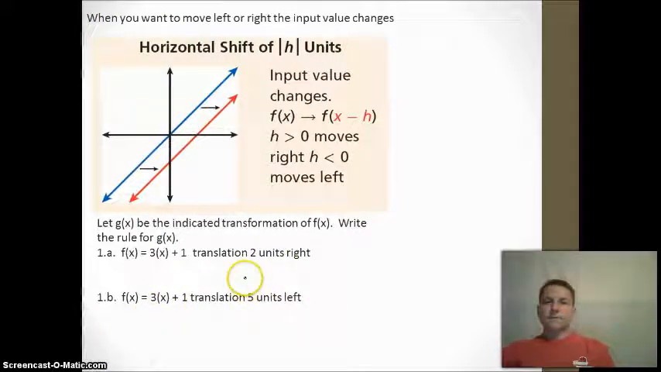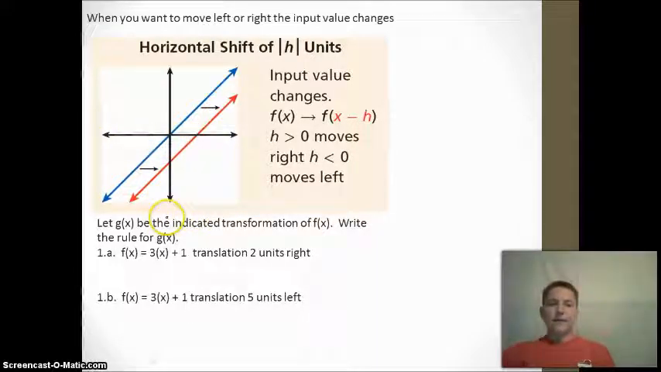The first kind of transformation that we're going to talk about is a horizontal shift. When you want to move left or right, it's the input value that changes. So a horizontal shift is the input value change. If h is greater than 0, we're going to move to the right, and if h is less than 0, we're going to move to the left. So basically, we're moving our line left and right.